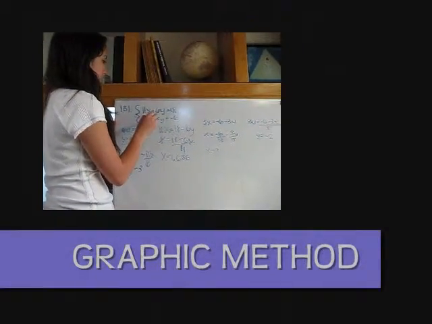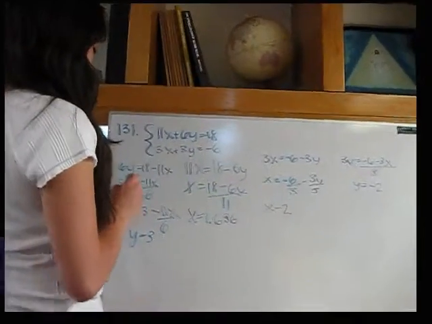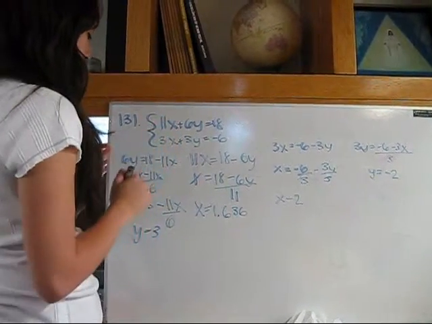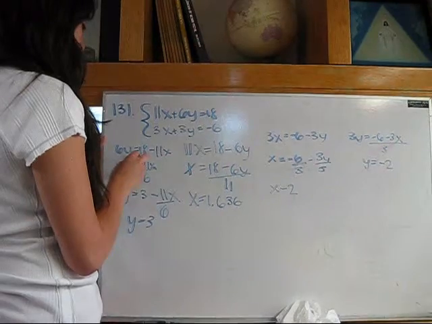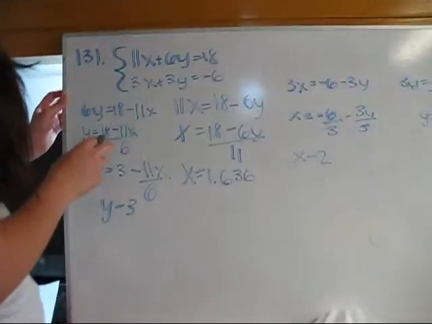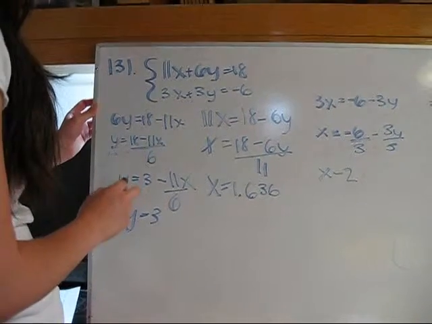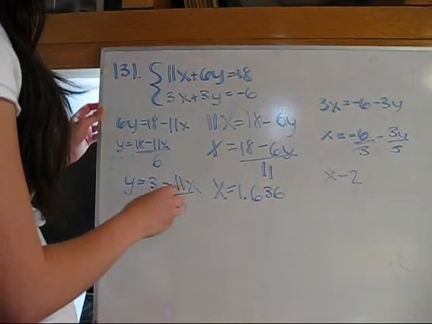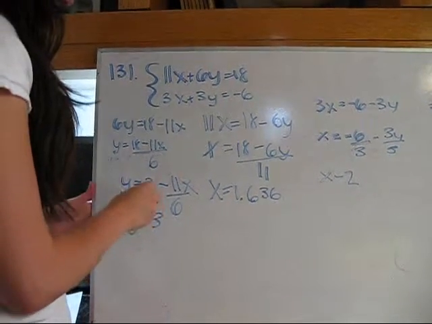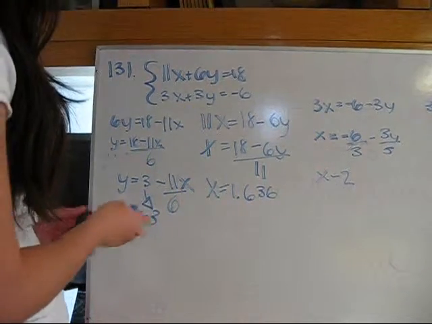And we have 11x plus 6y equals 18, and 3x plus 3y equals negative 6. Here we're going to solve for x and y for the two problems. We have 6y equals 18 minus 11x, and I choose to solve for y, so y equals 18 minus 11x divided by 6, because the 6 goes to the bottom. Then you have y equals 3 minus 6x divided by 6, and you only take the number 3 down, the one that doesn't have the x variable, so y equals 3.